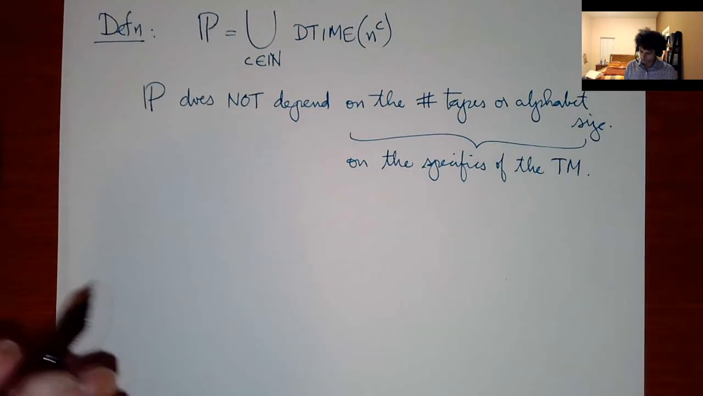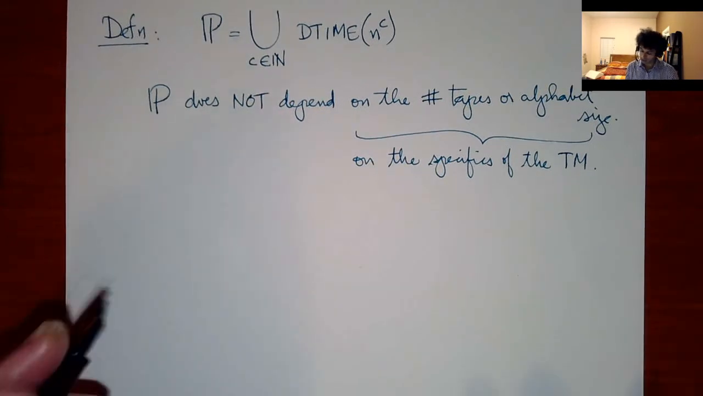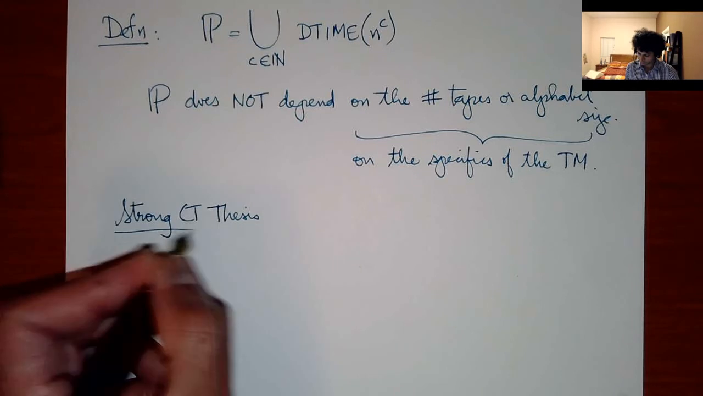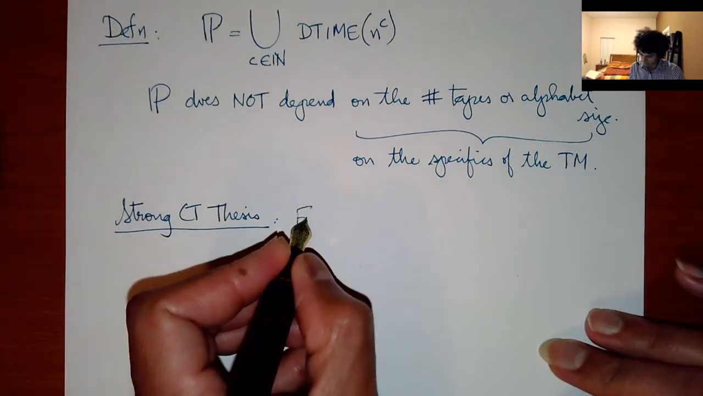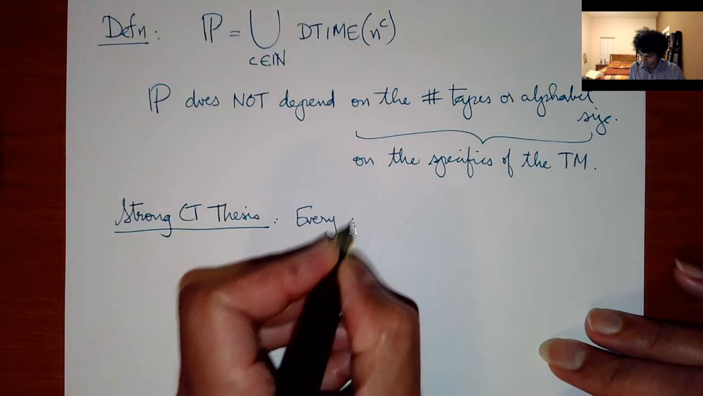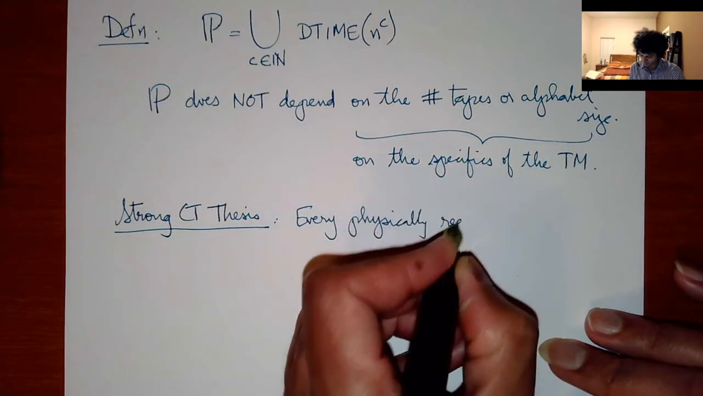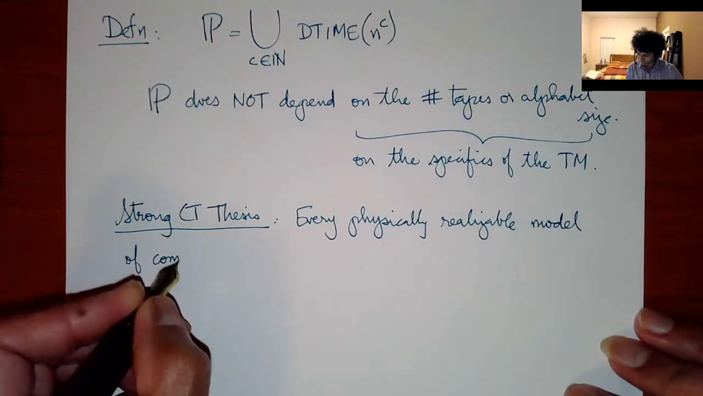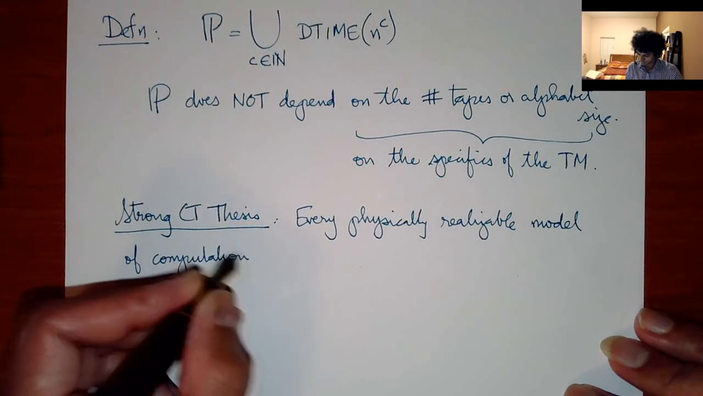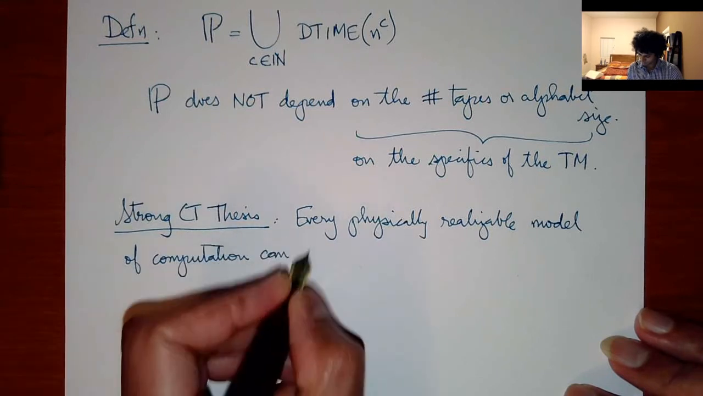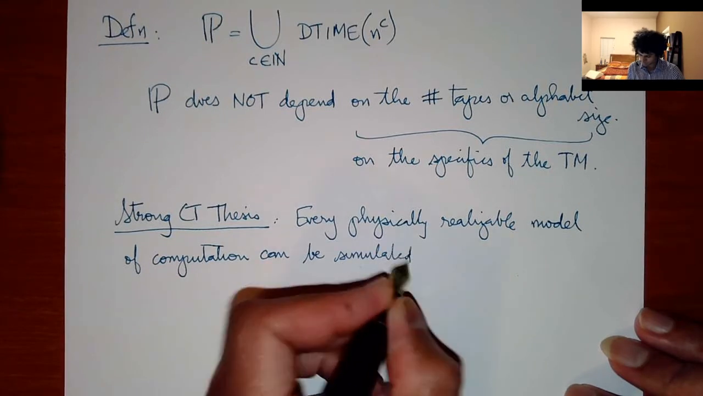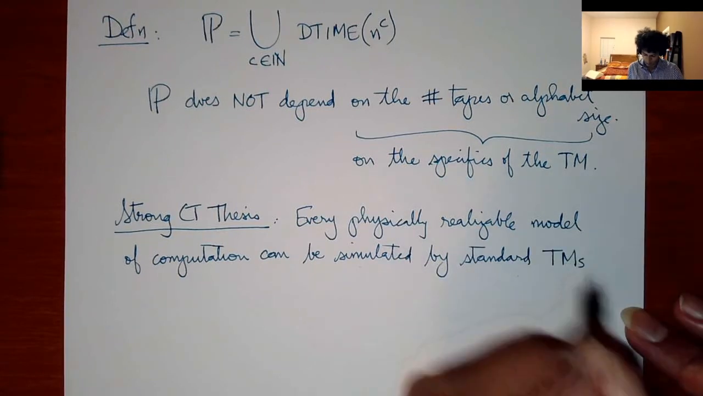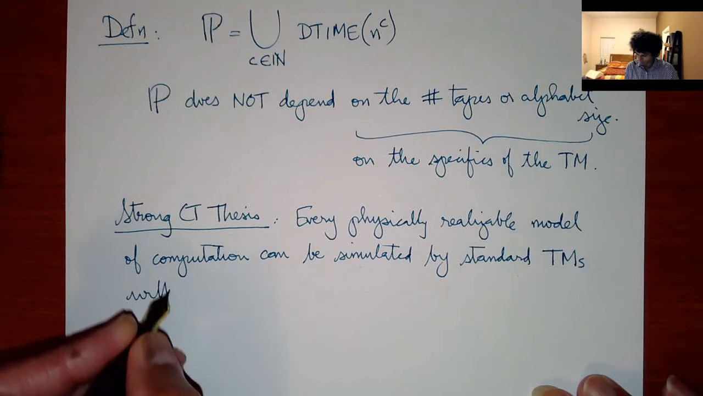and so this leads us to a statement. Again, this is not a theorem, this is a hypothesis, and this is called the strong Church-Turing thesis. The strong Church-Turing thesis says that every physically realizable model of computation can be simulated by standard TMs with polynomial overhead.